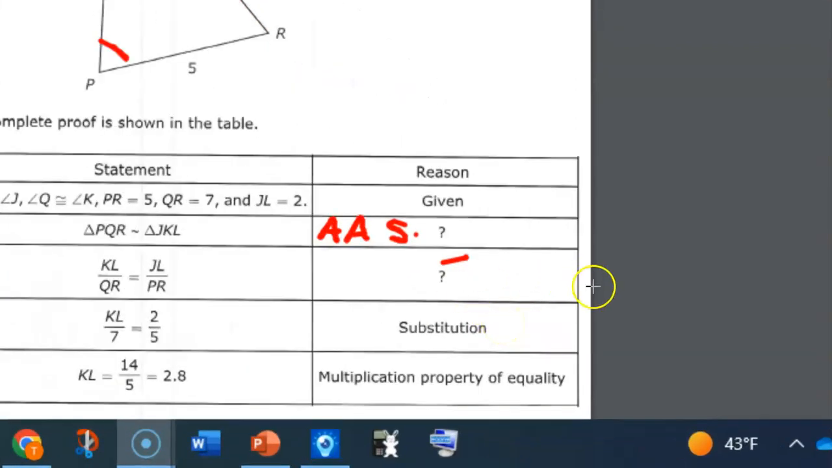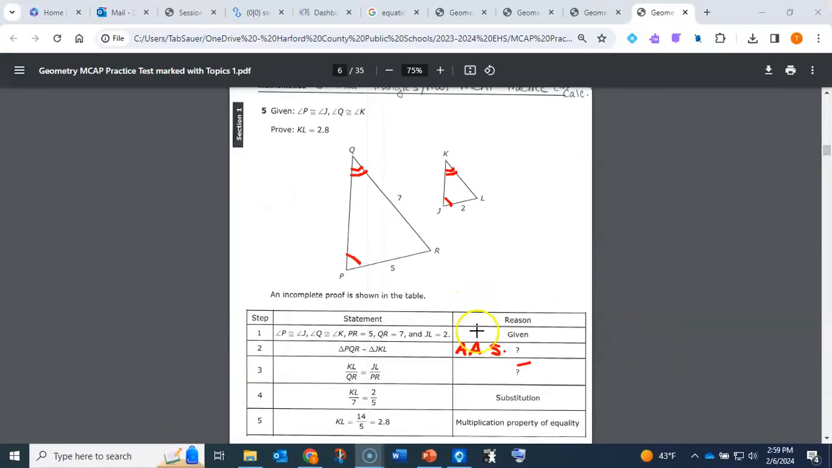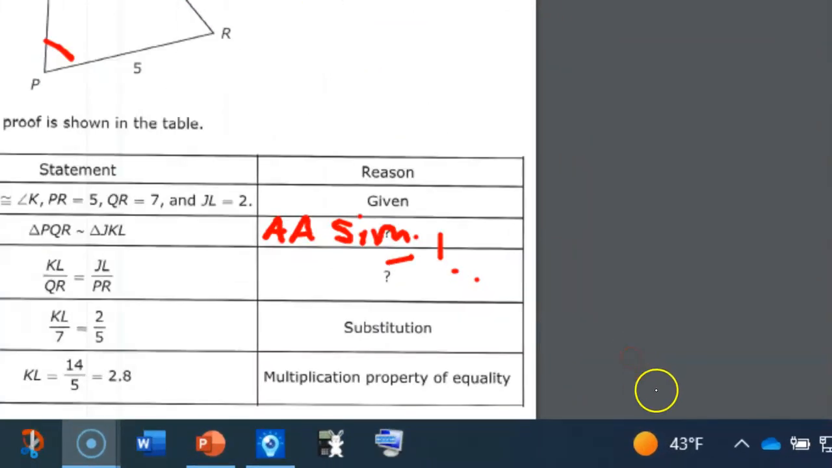You're going to drive me crazy. So angle-angle. Oh, sort of. I'm going to lose my mind.